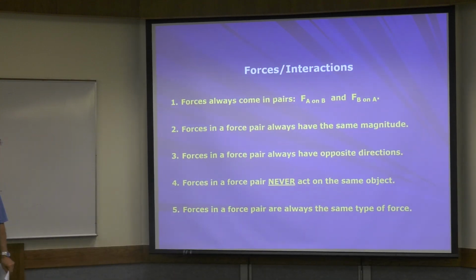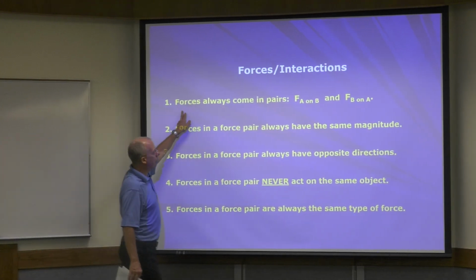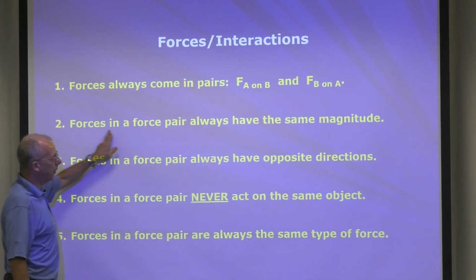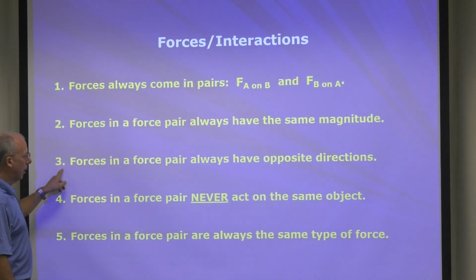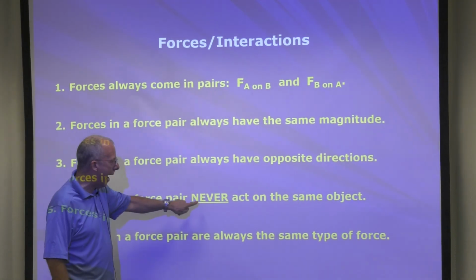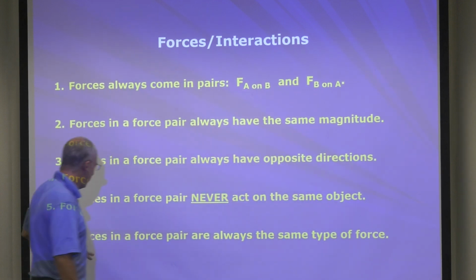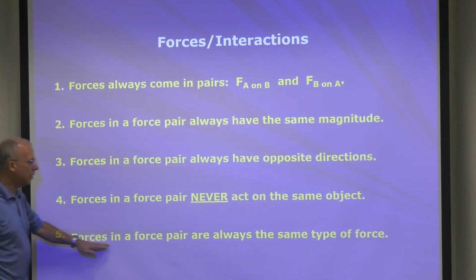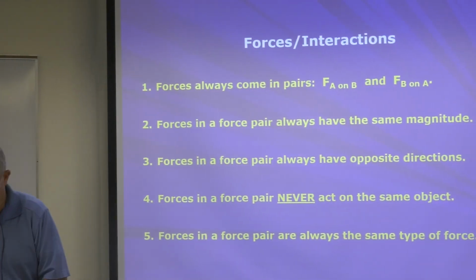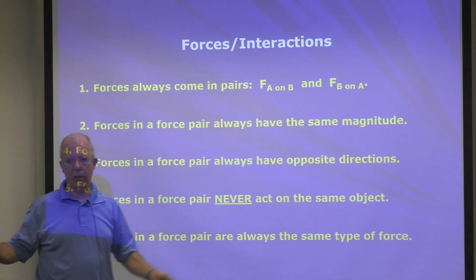Here are some helpful things, just reviewing. Forces always come in pairs. If there's an A on B, there has to be a B on A. Forces in a force pair have the same magnitude and opposite directions. Forces in a force pair never act on the same object. And this is something I didn't tell you yet: forces in a force pair are always the same type. If one is gravity, the other will be gravity. If one is electrical, the other will be electrical.